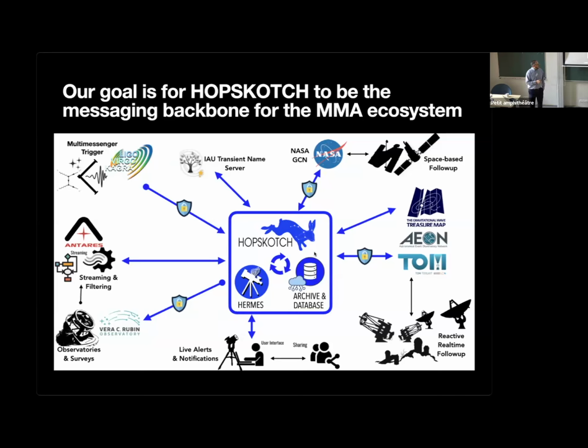We've also developed something called the TOM Toolkit, which I'll talk about in a little bit, which is another way to connect other outside telescopes for follow-up. It's going to connect to the Treasure Map, which is going to help with visualization. And then we want a kind of bidirectional connection with NASA GCN so that we can both report what we find, but we can also do space-based follow-up as well. So at the heart of this, like I said, it's really about messaging.